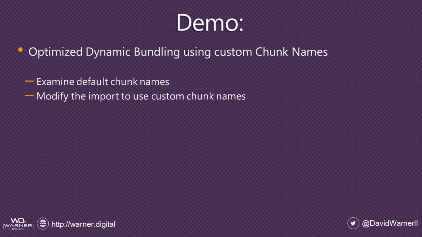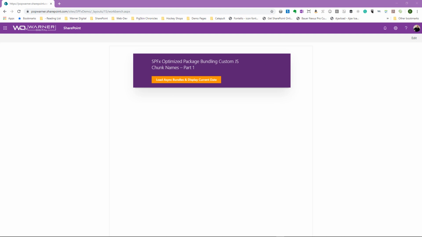names. We'll begin by looking at the default chunk names created when you take advantage of the dynamic bundling process. We'll then look at how to modify that importation to use custom chunk names. Now, this demo is not going to show how to create the dynamic bundling importation process from scratch. I do cover that in another video. On the optimized dynamic package bundling slide that we looked at a few moments ago, there's a URL to a video that I had created that shows exactly how to set up your solution to take advantage of the dynamic bundling process.